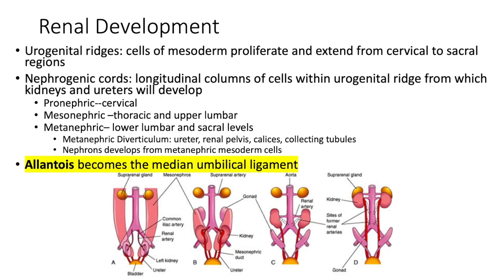So our metanephric diverticulum is our ureter, renal pelvis, calyces, and our collecting tubules. So our major things coming straight out of that kidney onto our ureter. Then our nephrons develop from the metanephric mesoderm cells.